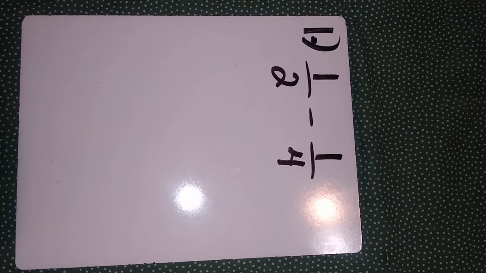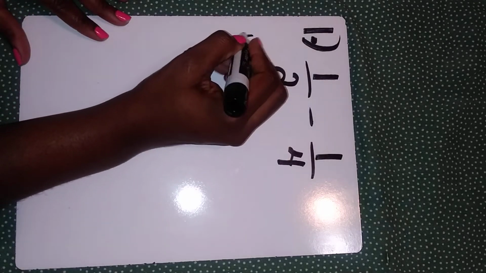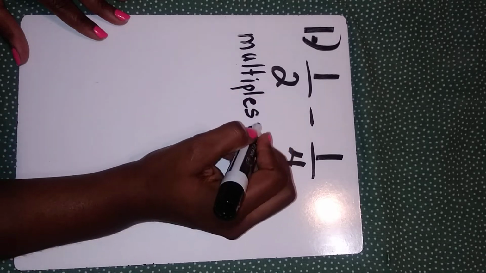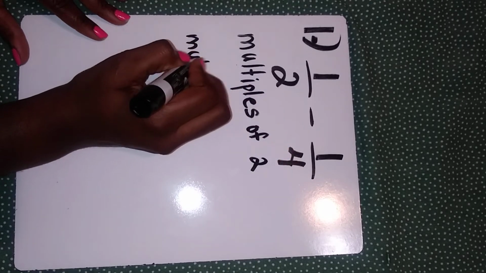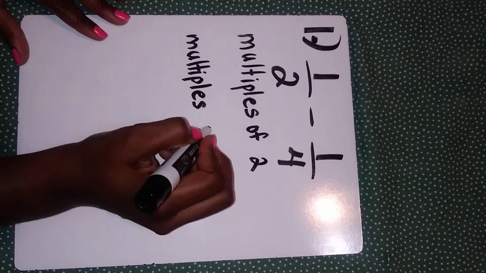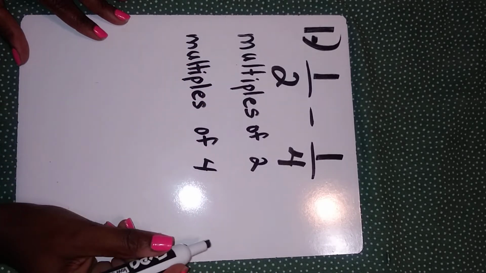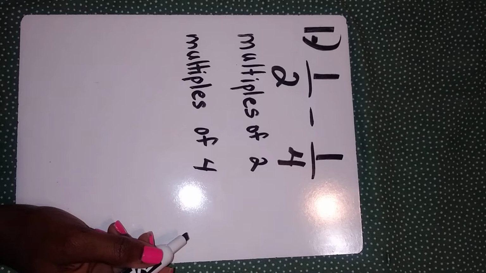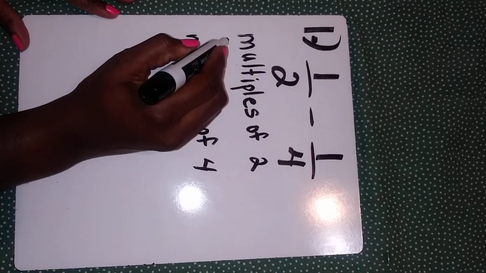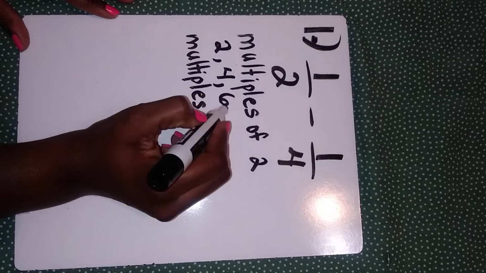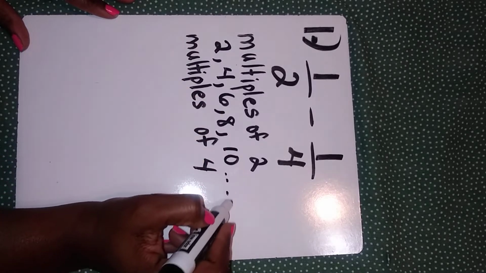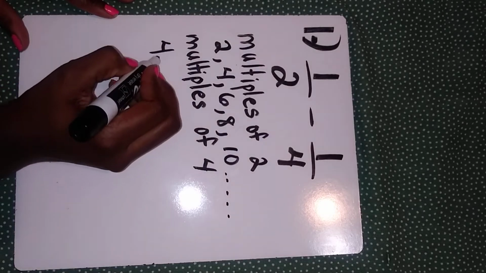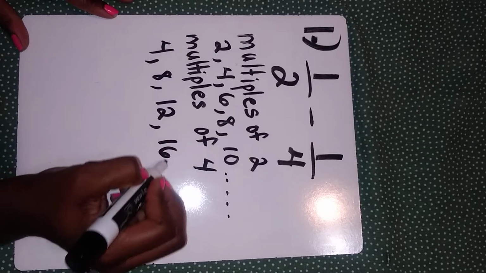So let's do our multiples of 2 and 4. And your multiples, again, everybody, are just your timetables, but it's just the answer part of your timetables. So if I think about my multiples of 2, I'm just doing my 2 timetables without actually writing the problem. I want to do just the answer part of my 2 timetables. So my first one is 2, and then it's 4, 6, 8, 10, and so on. Okay, I just need a few of them. And then I'll write my multiples of 4. I got 4, 8, 12, 16, and so on.